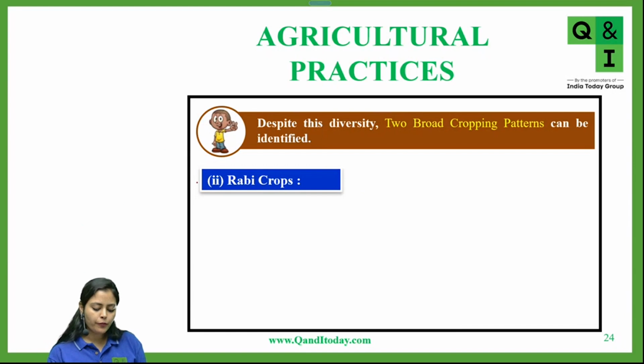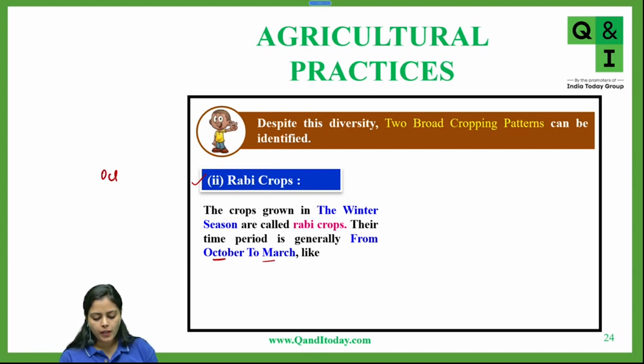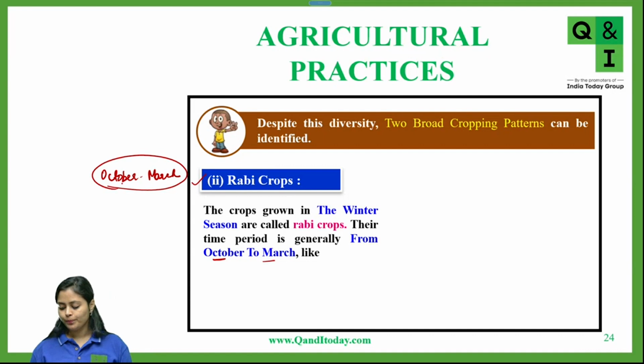Now the next type of crops are your Rabi crops. Rabi crops are also called winter crops. And they are sown and grown from the period of October to March. So please remember this, that they are sown and cultivated from the period of October to March.